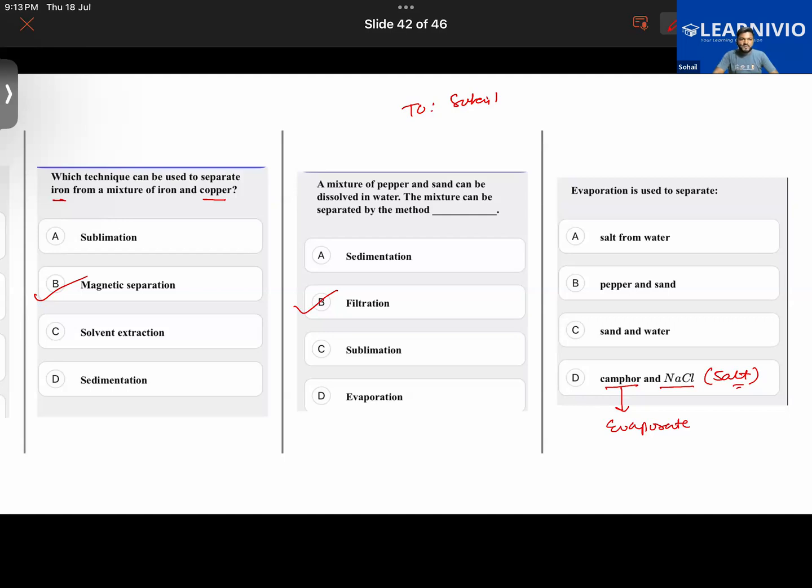Getting it? What I'm trying to say? Camphor is a solid substance. Without converting into liquid, it will directly convert into gas, meaning that it will go through sublimation. Sublimation is a process in which a solid, without converting into liquid, directly converts into gas. So camphor will directly evaporate, or basically we say it will go through sublimation.